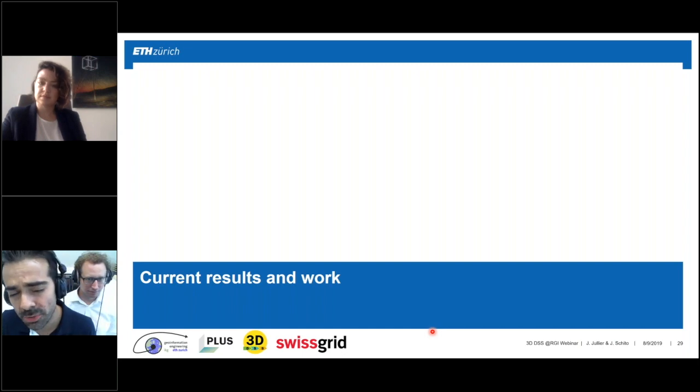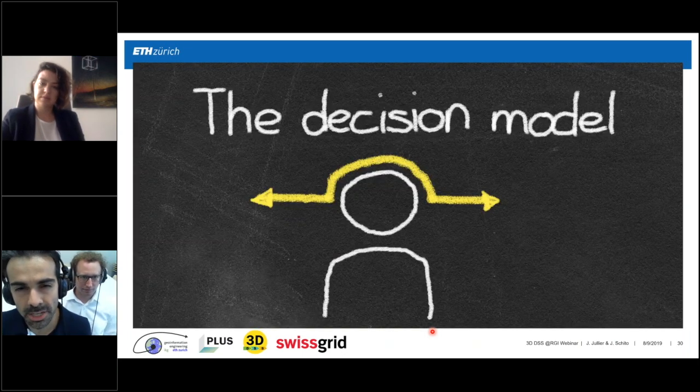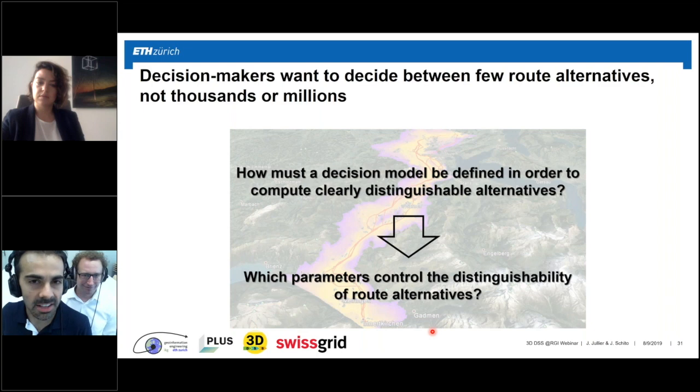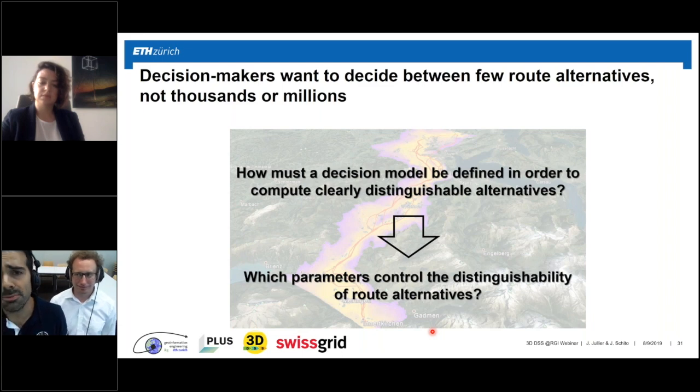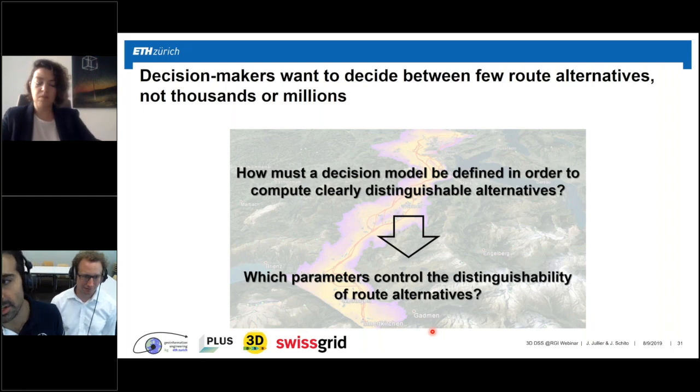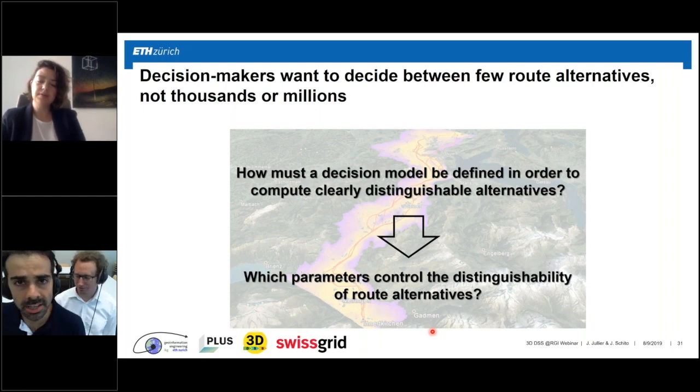The main point, as I told you before, is that my main interest is to make the whole decision model as realistic as possible. That's my personal intention. Decision makers want to choose between a few alternatives, not millions, because the system can generate millions of possibilities, but which is then in the end really the best solution? Which means we must redefine the whole question and ask how the decision model must be defined in order to compute clearly distinguishable alternatives. And we were explicitly interested in which parameters control this distinguishability.